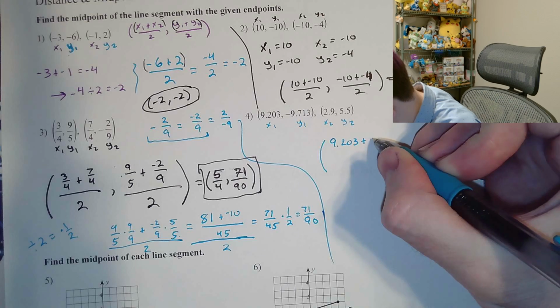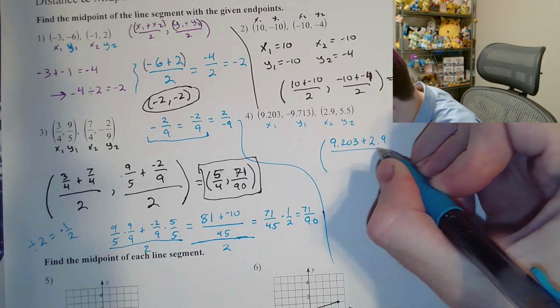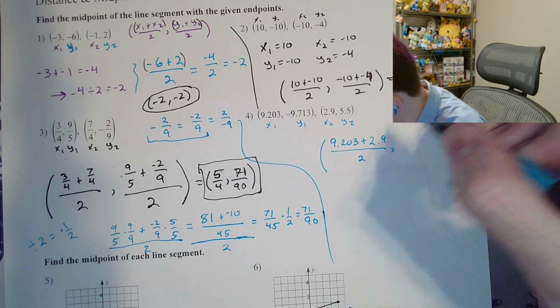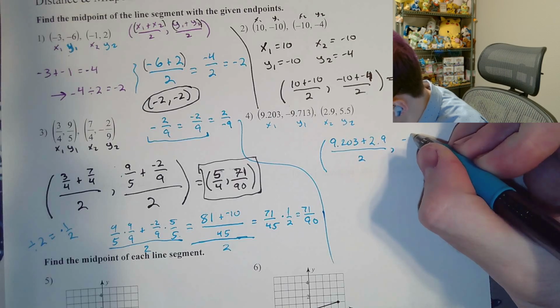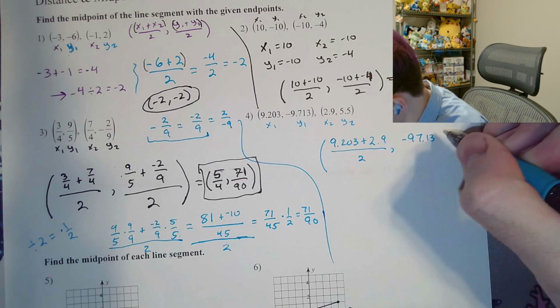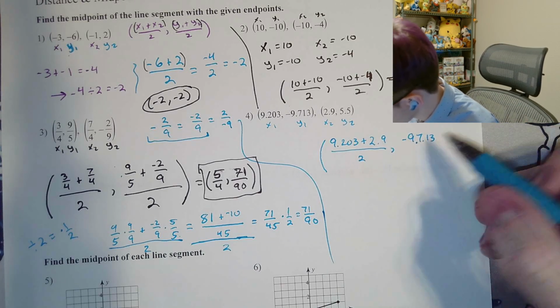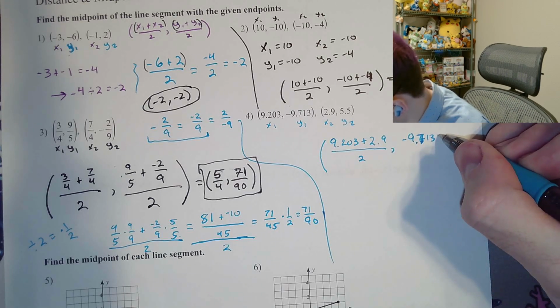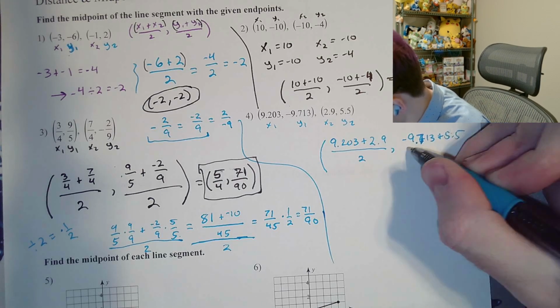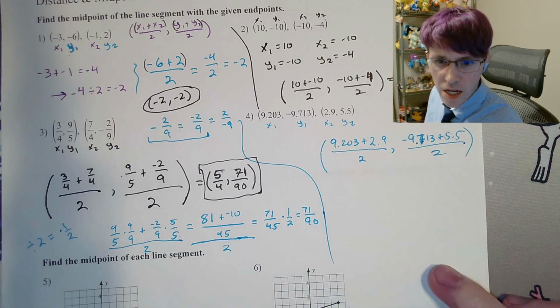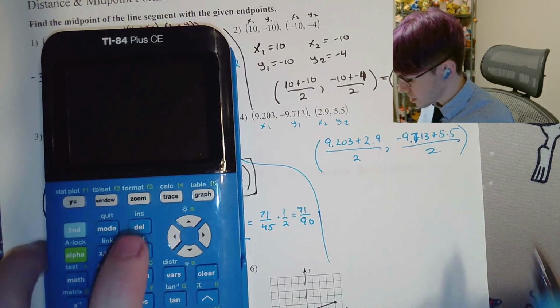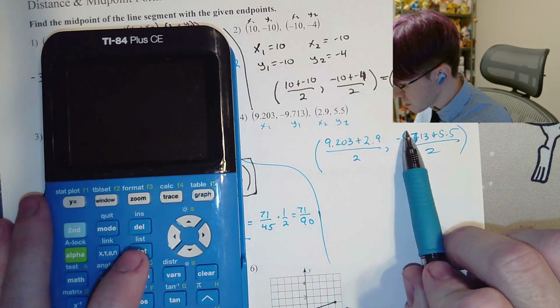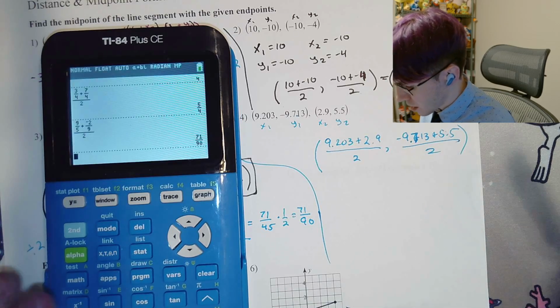So we're going to have 9.203 plus 2.9 all divided by 2, comma, always divide by 2 for the midpoint, negative 9.7, 13, see what I mean? You got to be careful. 9.713 plus 5.5, and that's divided by 2. And yet again, we are just using our calculator. That's a 7, by the way. It's the same number as this one. That's what goes there.